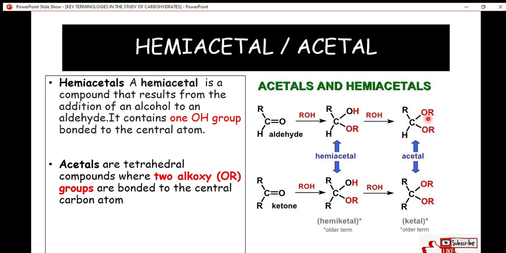Okay, so it's a methanol. Okay, so it's an alkoxy group. So the acetals are tetrahedral compounds where 2 alkoxy groups, so OR groups, are bonded to the central atom.